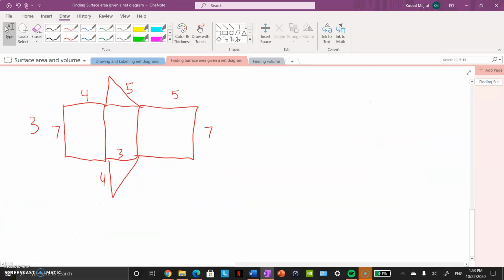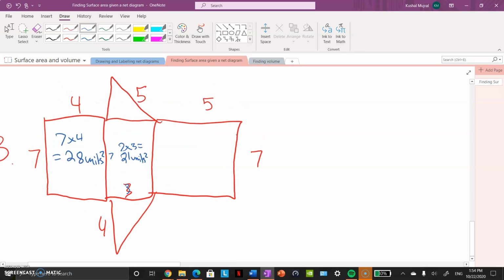So this is, I know it's a little bit messy, but we're going to have to deal with it here. So this 7 times 4 is 28. There's no units, so we're just going to write units squared. We'll start with here actually. So this side length is 7, this one is 3. So 7 times 3 is 21 units squared. Let's go a bit closer. Here, this side length is 5, this is 7, so 5 times 7 is 35 units squared.